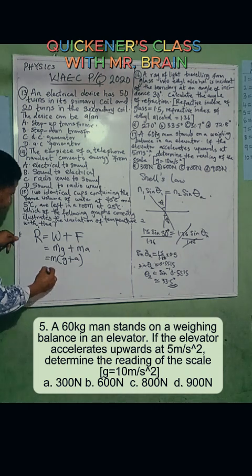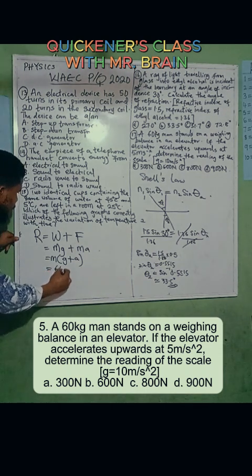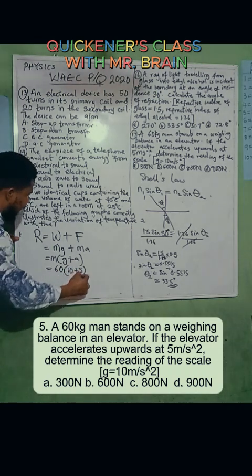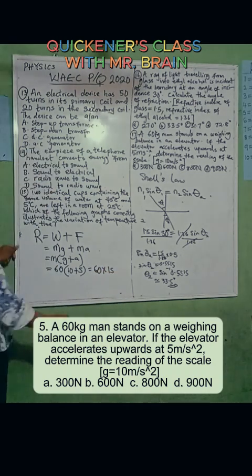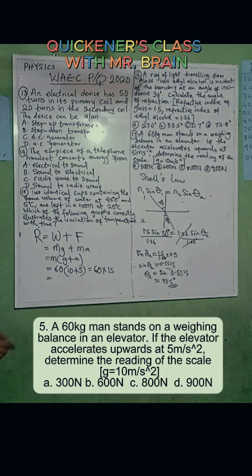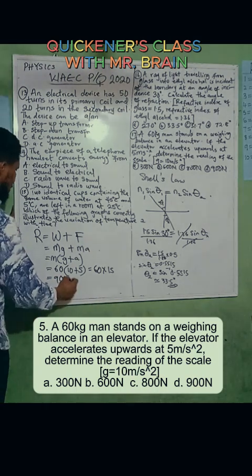So what is your mass? 60 kilogram multiplied by 10 plus the additional acceleration of 5. What do you have? 60 times 15. 6 times 15 is 90, so 900 Newton.